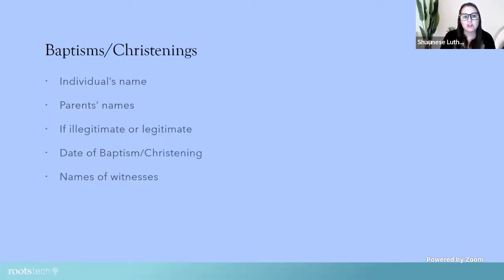These involve individual names, parents' names, if they're illegitimate or legitimate, date of baptism and christening, and name of witnesses. Now, the illegitimate and legitimate part's important because if they're illegitimate, they would not be listed in the father's probate or will. If they're legitimate, then they would be listed in the will as like an heir to the estate, or they get this kind of thing.